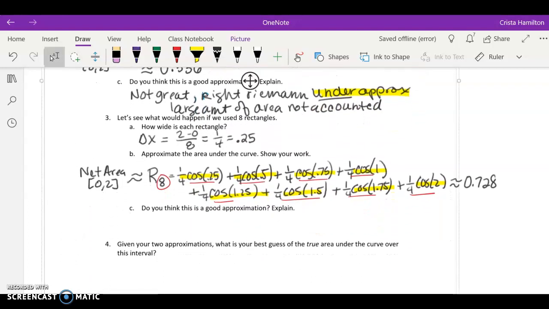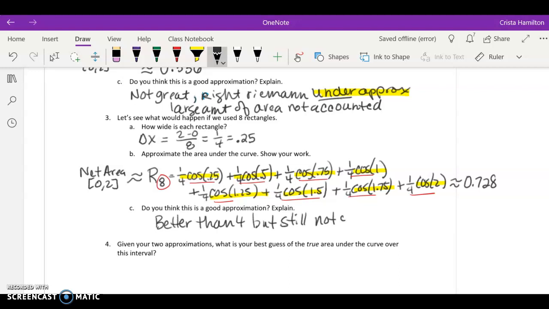So is this a good approximation? Oh, no, that's still a rough estimate. I would say it's better than 4, but still not great. I think we can do better.